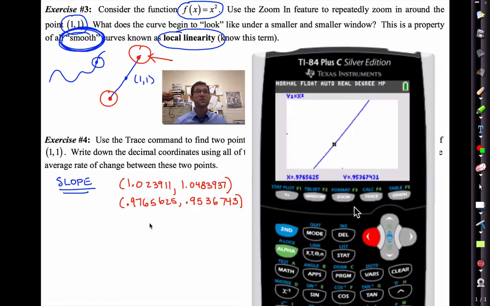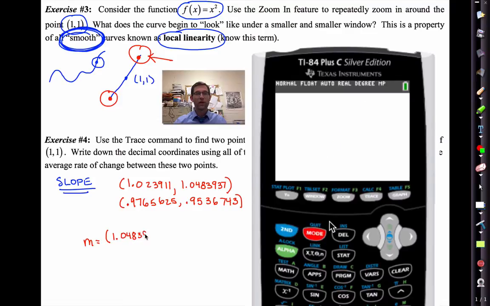So now I'm going to do the very painful calculation of slope here. I'm going to do it all at once: y2, 1.048337 minus y1, 0.9536743, all divided by x2, which is 1.023911, minus x1, 0.9765625. I just wrote it down, but now let me type it into my calculator.